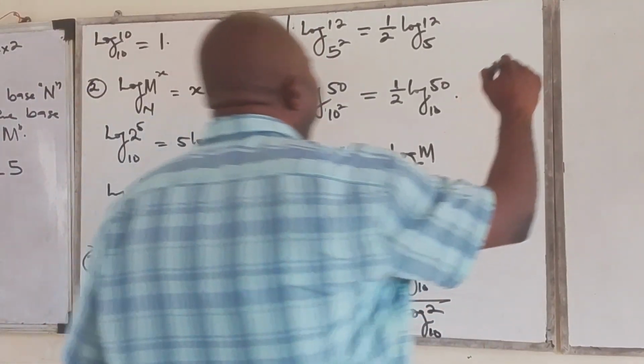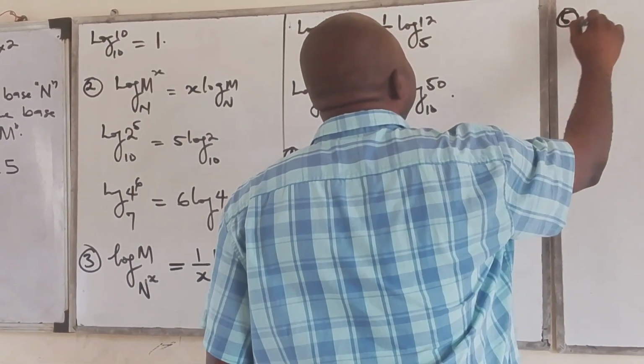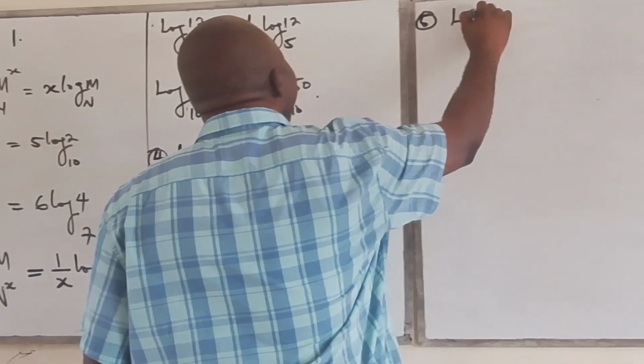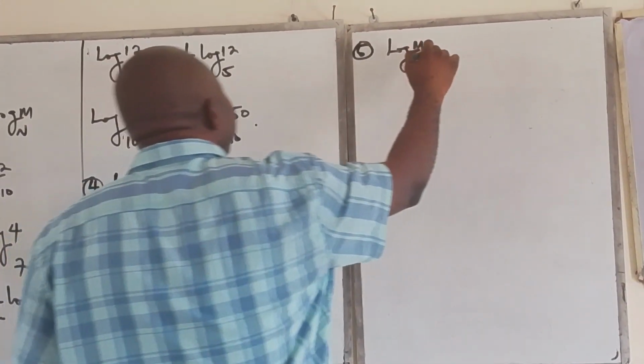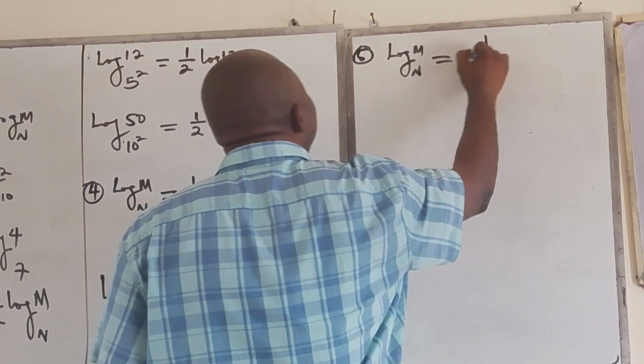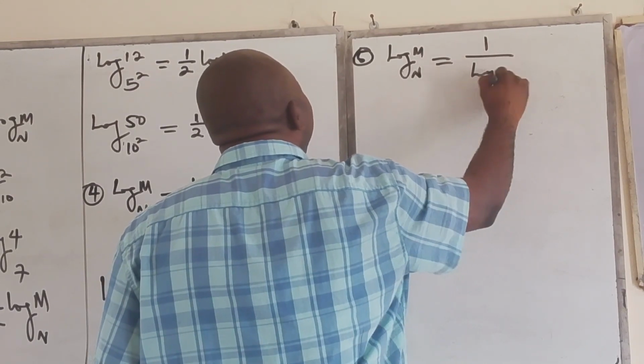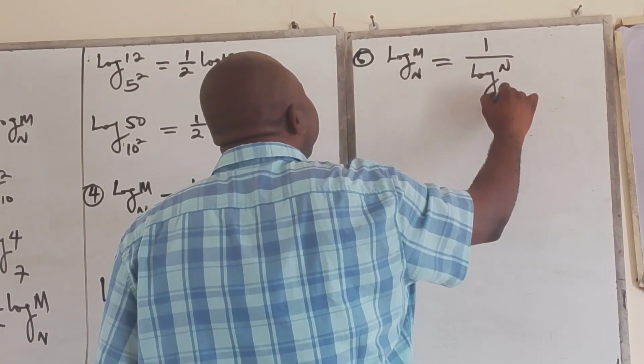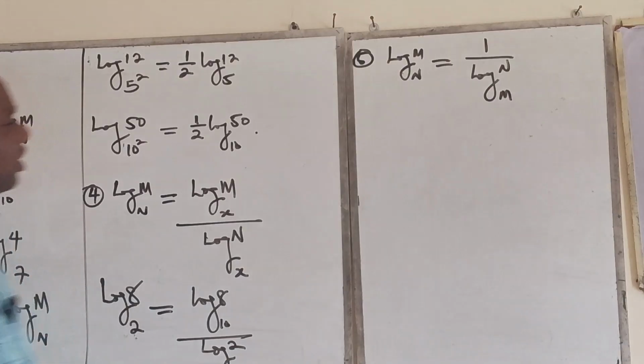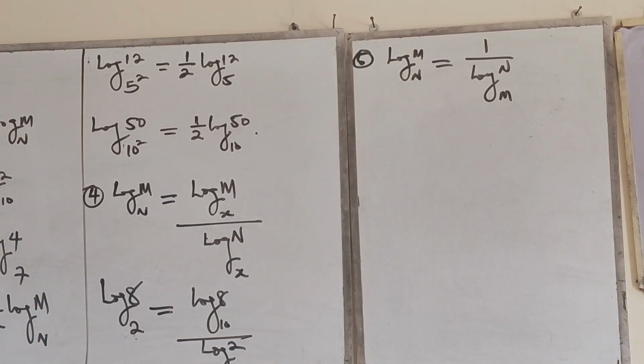Now, let's see law number 5. Log m base n is the same as saying 1 all over log n base m. Yes, that's the reciprocal. So what we're trying to say here is this.